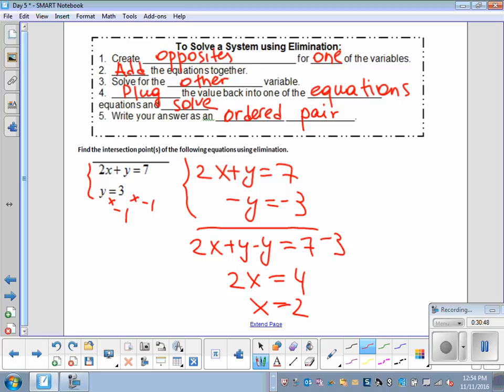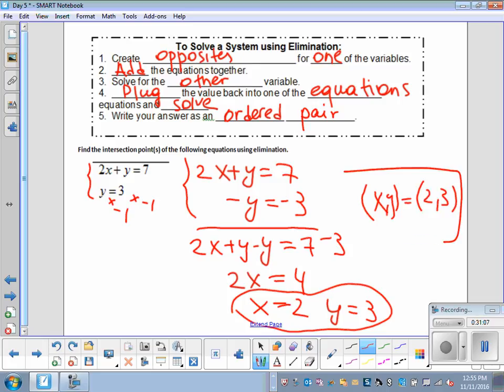But do I need to do anything for this particular one? No, because I already know what my y is. Y is 3. So y is 3. So this is my final answer, or actually I should put it in this form: x, y equals 2, 3. You can use them interchangeably. Questions? Too easy?